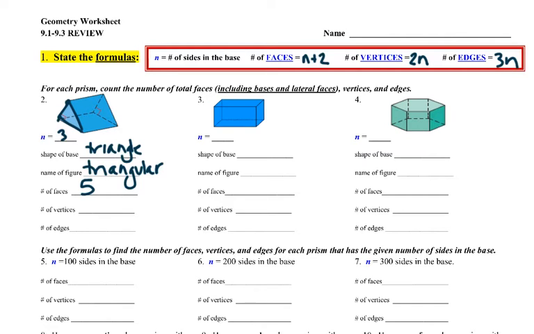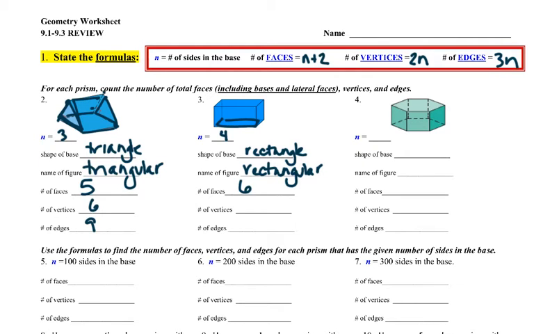The vertices you can count 1, 2, 3, 4, 5, 6, and you can also count the edges 1, 2, 3, 4, 5, 6, 7, 8, 9. Perfect. When n is 4, it's a quadrilateral base, in this case a rectangle. So this would be a rectangular prism. The number of faces is 4 plus 2 or 6. 5, 6, 7, 8 vertices, and then you can count 12 edges.